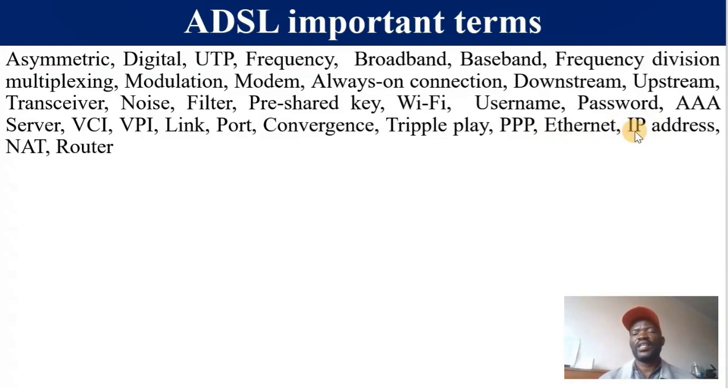IP address, Internet Protocol address. You will see it when you configure the ADSL modems: 192.168.1.1. This happens in a router when we change a private IP address to a public IP address, or the opposite. Then a router, this is a device that does this.